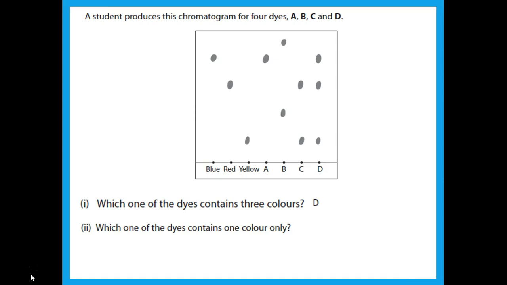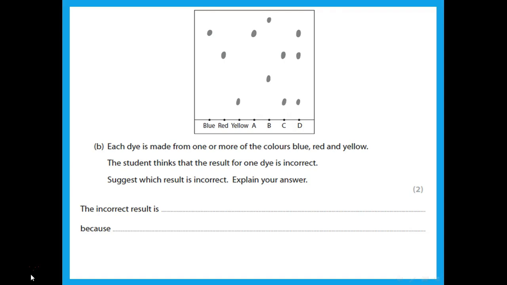Which one of the dyes contains 1 color? That's the one that will give 1 spot. So the one that gave 1 spot is A. Each dye is made from 1 or more of the colors blue, red, and yellow. So he's saying that A, B, C, D, each of them must have either blue or red or yellow. So the student thinks that the results for one of his dyes is incorrect. Suggest which result is incorrect. So all of them should have blue or red or yellow. Which one does not have blue or red or yellow? That's B, because it doesn't have any spot the same height as that of blue, red, or yellow.